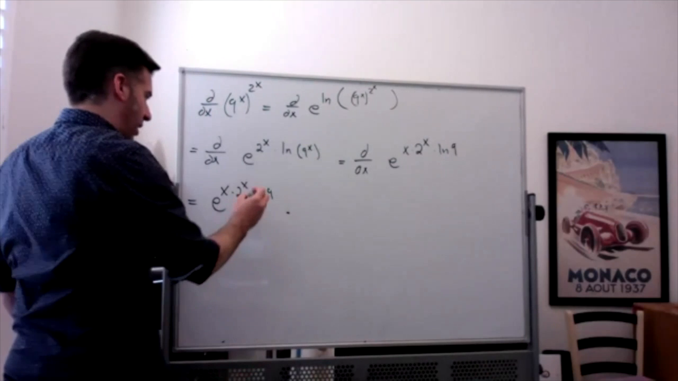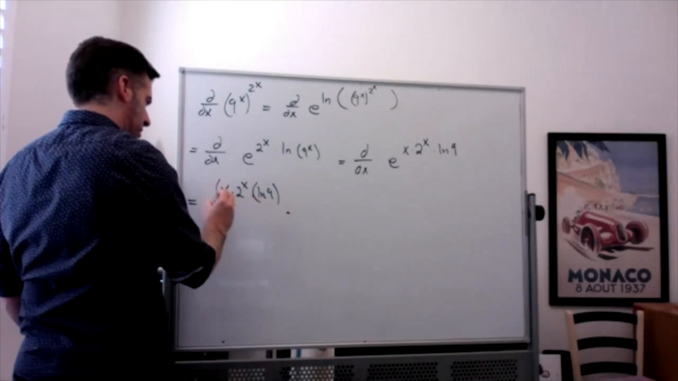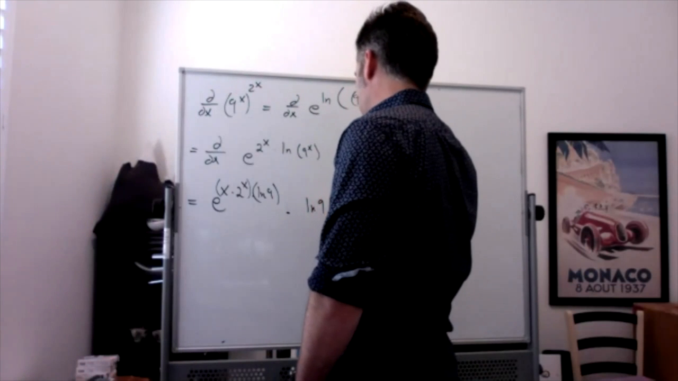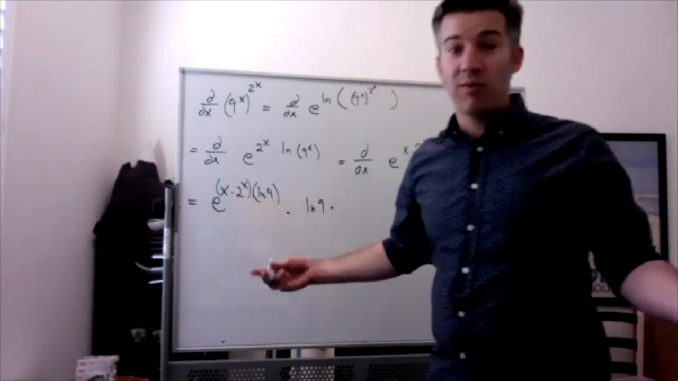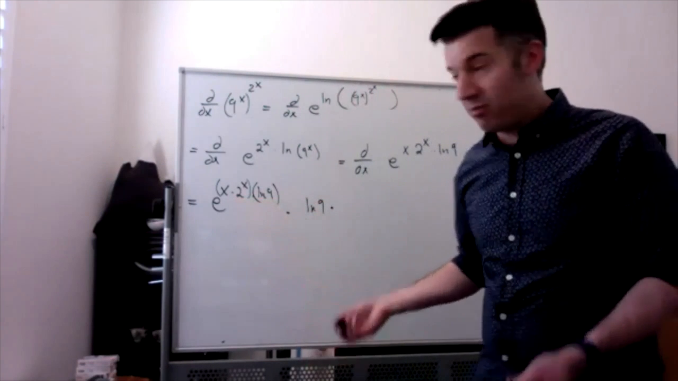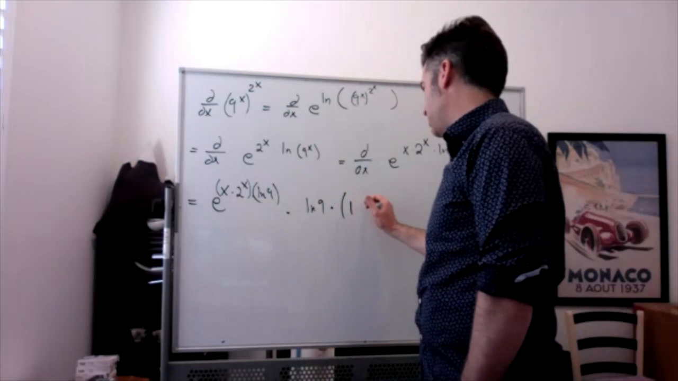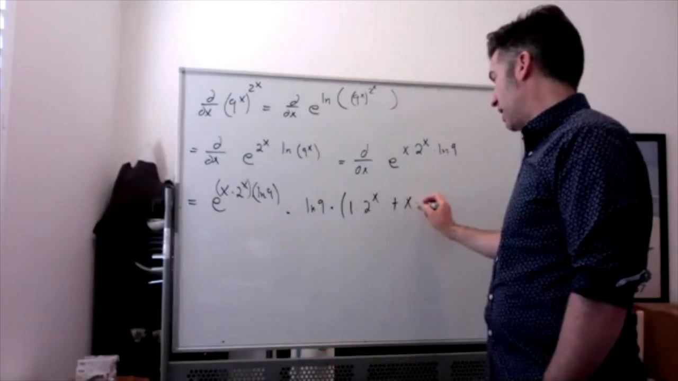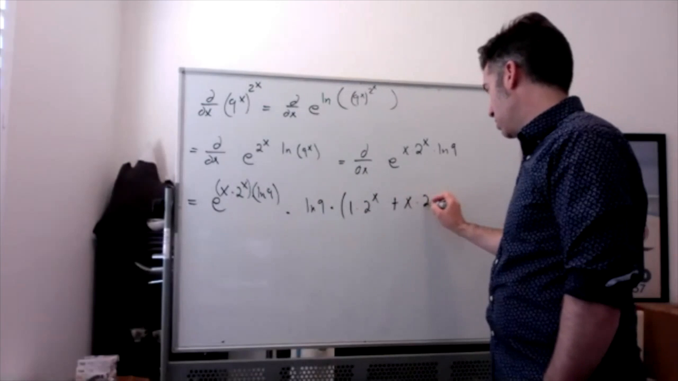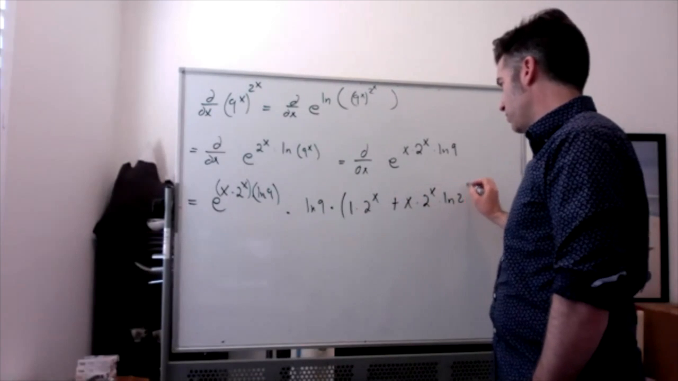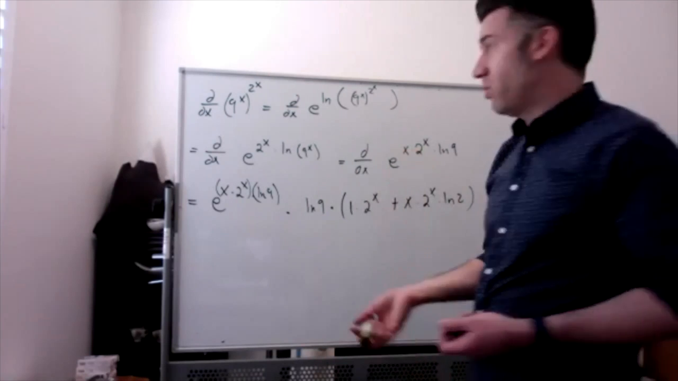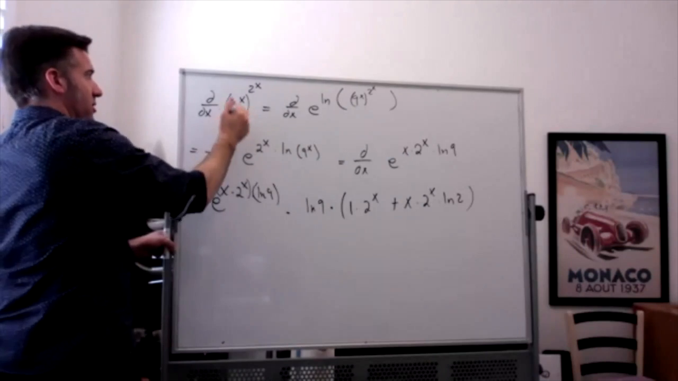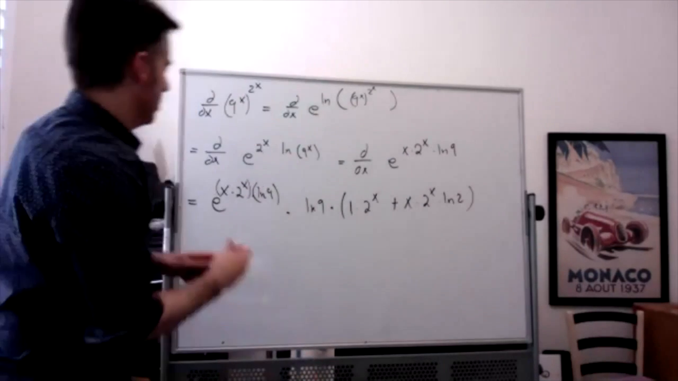Okay, so I've got a constant times a product. So the constant multiple hangs out, and the derivative of that product, we're going to use the product rule just like we did on the other side of the board. It's going to be 1 times 2 to the x, right? The derivative of x times 2 to the x plus x times the derivative of 2 to the x, which is 2 to the x times the natural log of 2. And then finally, we should rewrite this as that, right? These are the same thing.